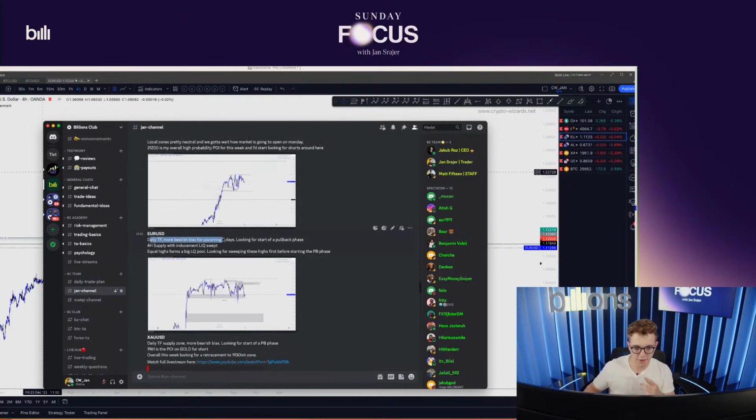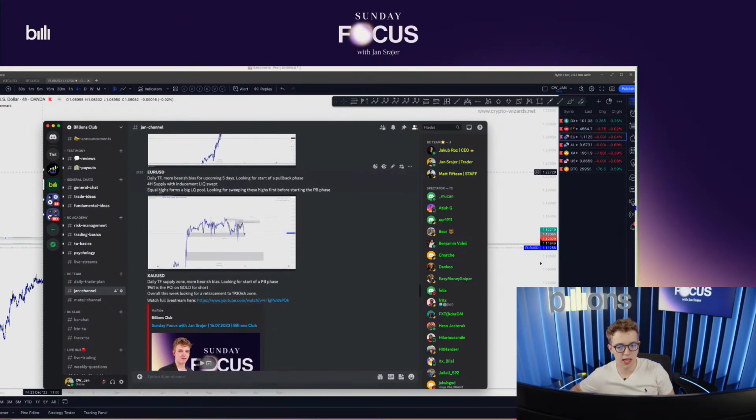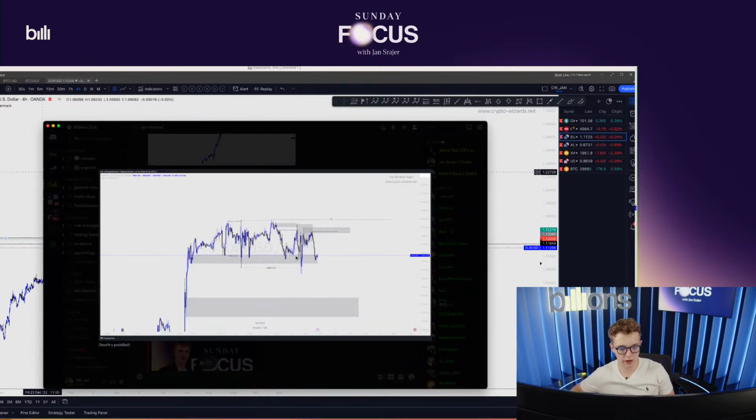I said daily time frame, more bearish bias for the upcoming 5 days, looking for a start of a pullback phase. 4-hour supply with inducement liquidity swept. Equal highs form a big liquidity pool, looking for sweeping these highs first before starting the pullback phase. This is how it looked.